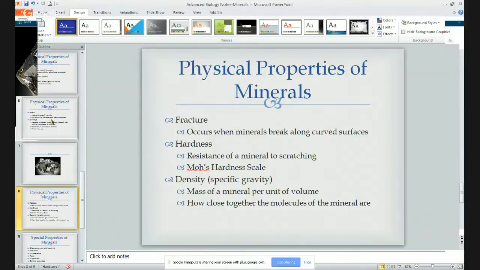The last three major physical properties that we're going to talk about are fracturing, which I kind of talked about. Again, we're talking about how a mineral breaks, but specifically how it breaks in a curved, irregular, or jagged way. So it's not going to be that straight, flat break like we saw with the galena. Unless it looks nice and straight and perfect like that, it's going to be considered a fracture instead of a cleave.